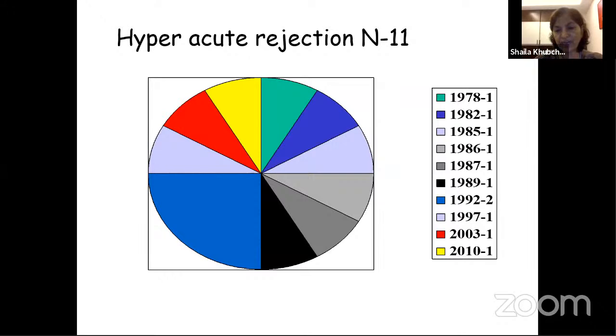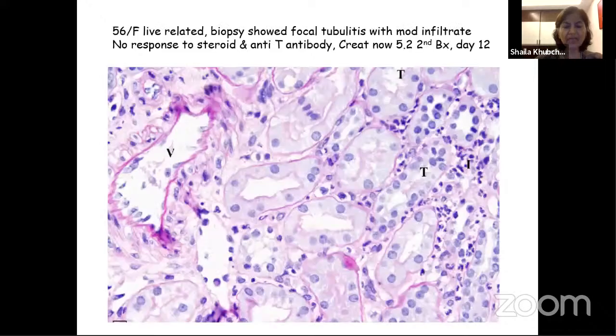And our real hyperacute rejection has been seen only in 2010. Does not mean that it is still not occurring. Very, very rare occurrences have been known to occur. Now let's move on to the next type of rejection, which we're now seeing fairly often because we are doing transplants across both the HLA and the ABO groups.